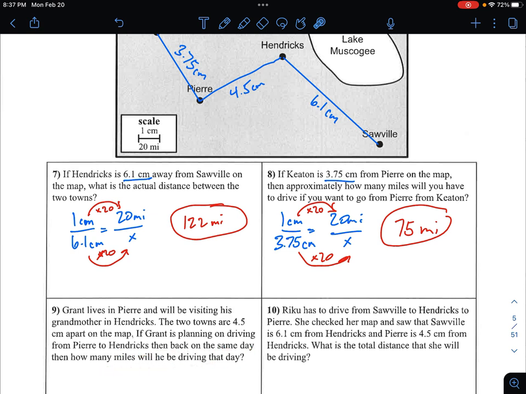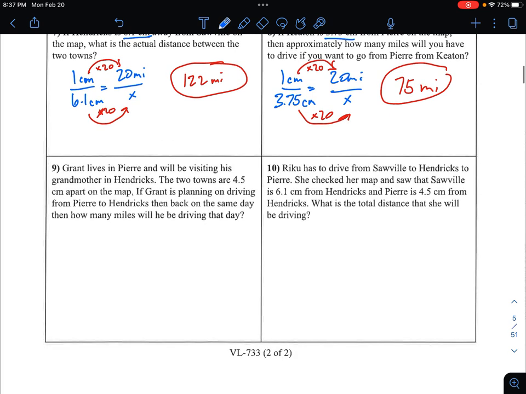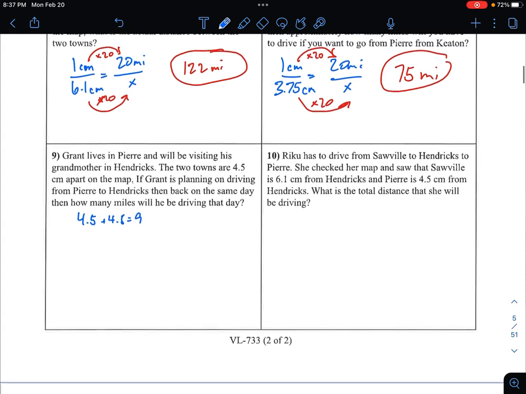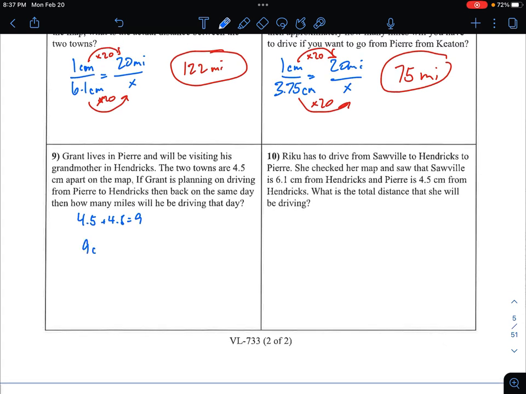Okay, this one's interesting because he's going from Pierre to Hendricks and going back. And how many total miles will he be driving? Well, 2 ways we can figure this out. We can figure out how far this is in miles and then double it, or I can just do 4.5 and double it right now. 4.5 plus 4.5. So that's what I'm going to do. He's going to drive 4.5 twice, right? So that's 4.5 plus 4.5, which basically equals 9. So he's going to be driving a total of 9 centimeters, right?